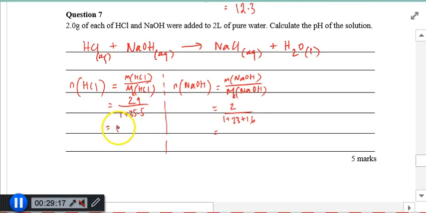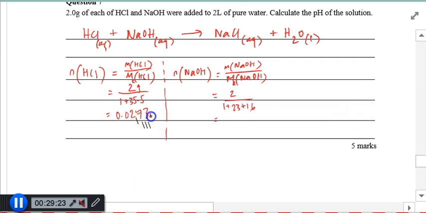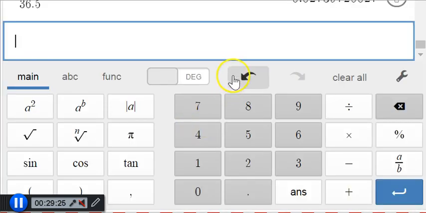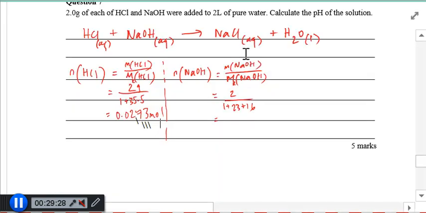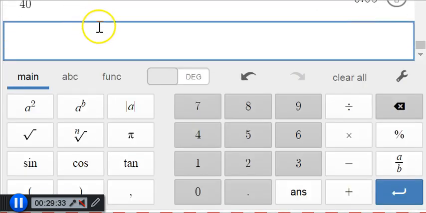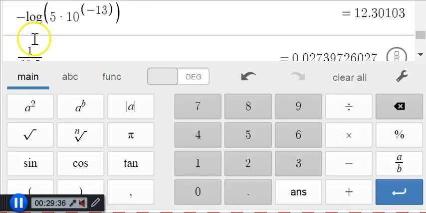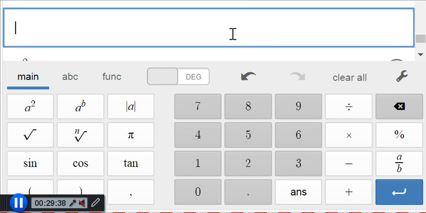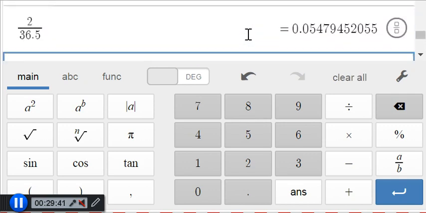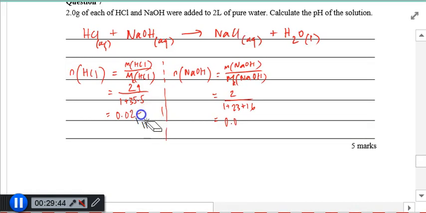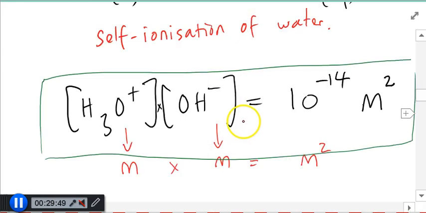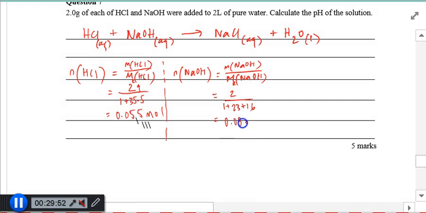So 0.0273. Then 2 divided by 40, so 0.05. Oh, sorry, this was meant to be 2 divided by 36.5. So that's 0.055, and this one here is 0.05 mole.